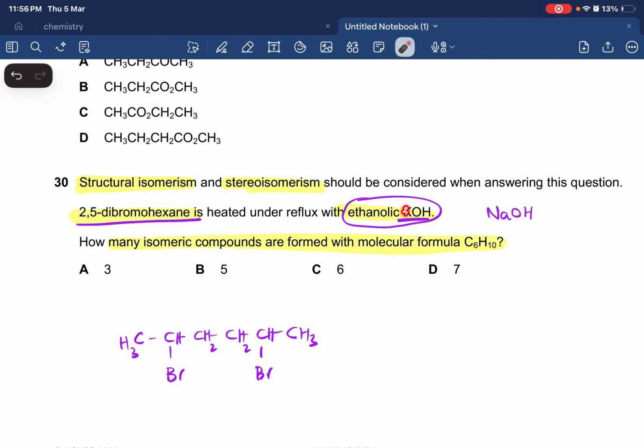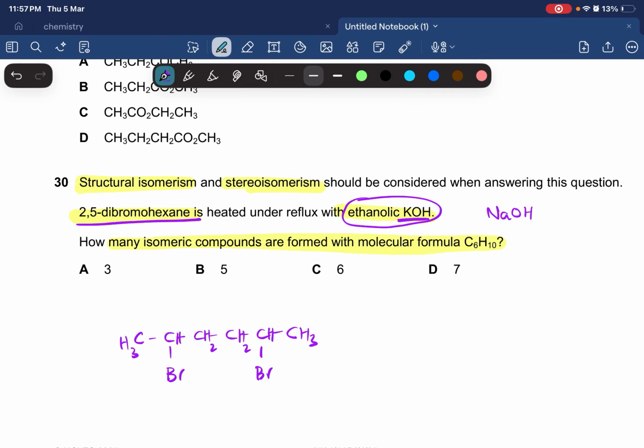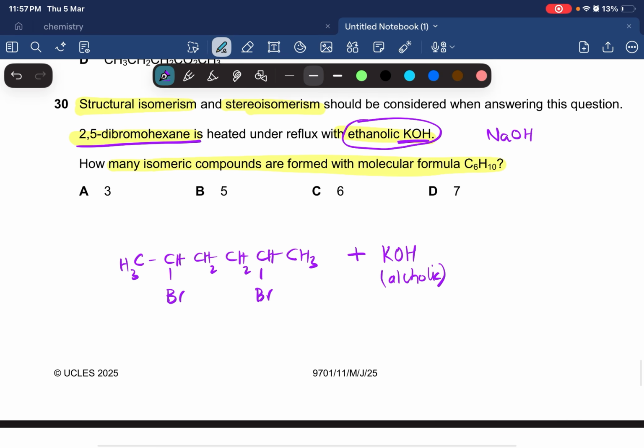You just think about it as NaOH. And you've studied this, that whenever you have ethanolic alkali and you have a halogenoalkane, what happens? What kind of reaction occurs? You got to be very good with the organic reactions. You have your KOH, which is your alcoholic, or you can say ethanolic. Over here, your elimination reaction is going to occur, right?